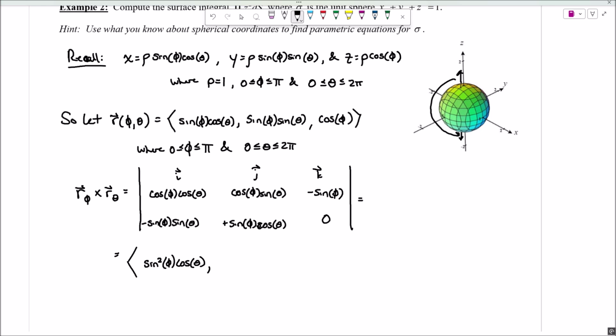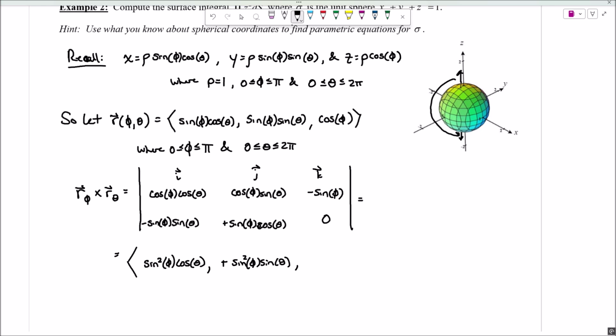For my middle component, I can see that I'm going to get 0 when I multiply these cosines to the 0, and then I subtract what's happening here. So it looks like I'm going to get a minus sine squared of phi times sine theta. But don't forget, I always multiply this middle component by an extra negative, so that becomes plus.